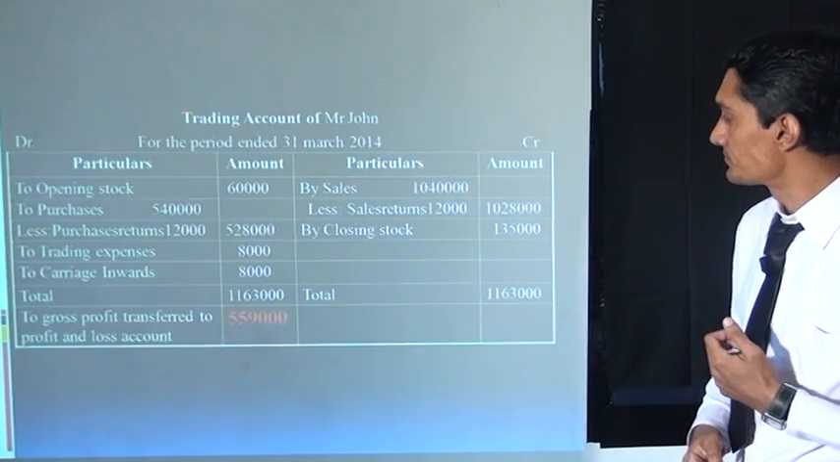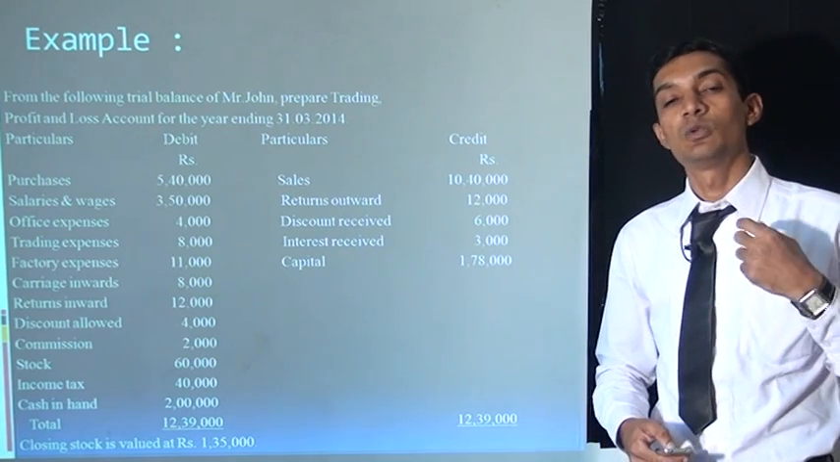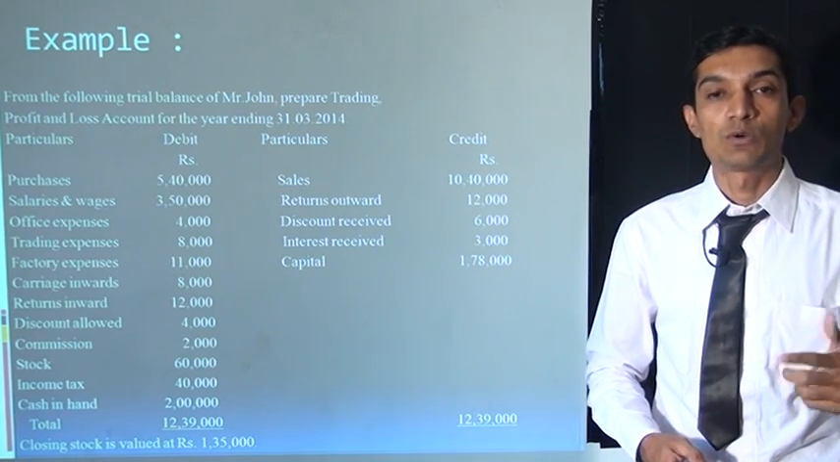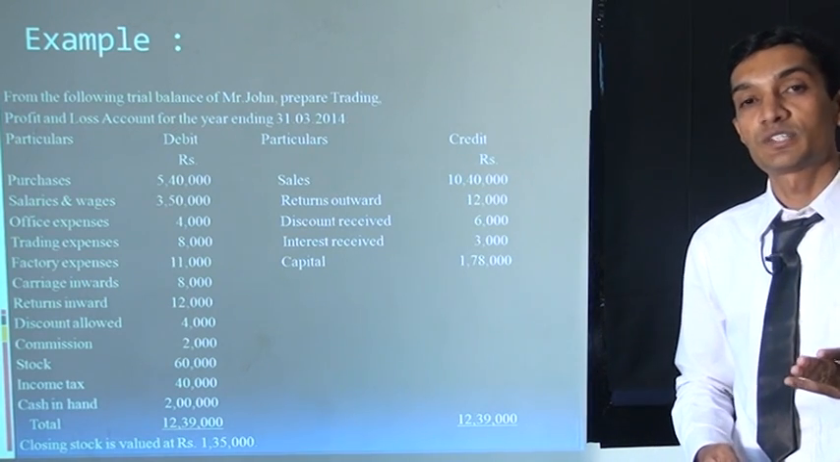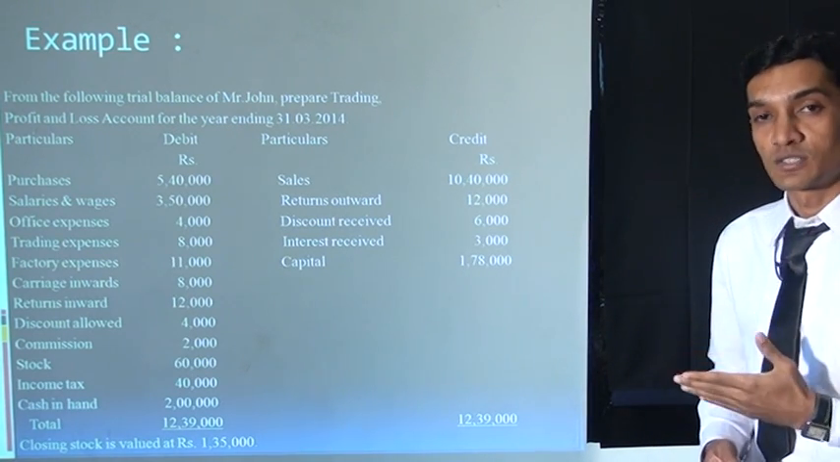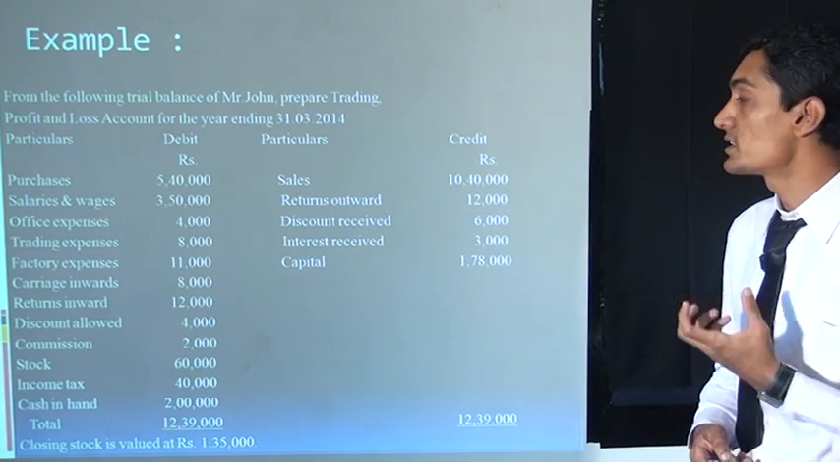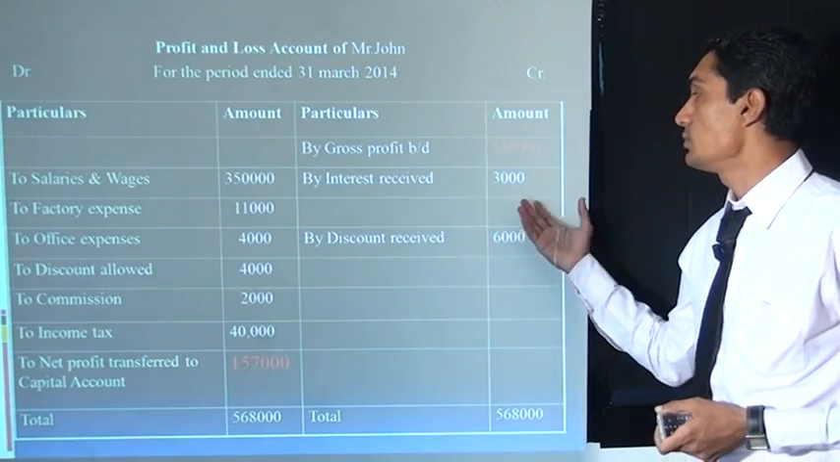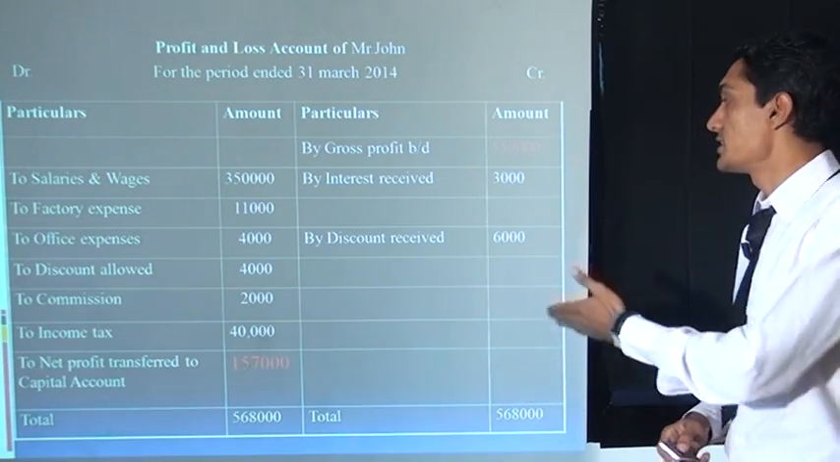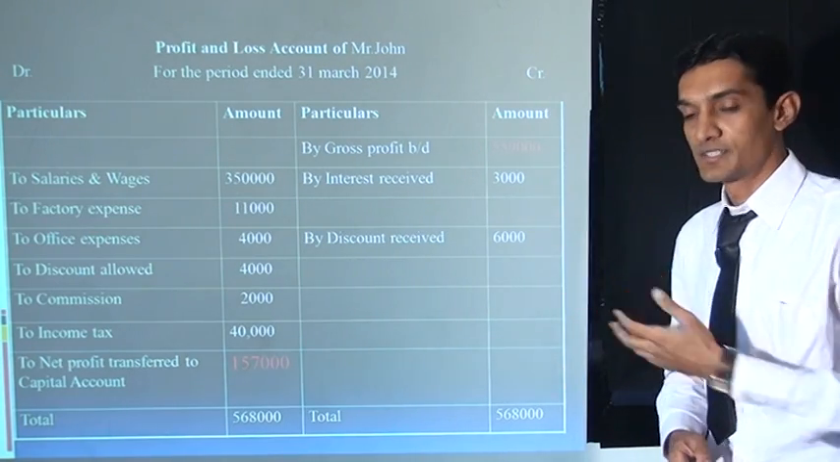Next, interest received. Suppose we have given a loan to someone outside of our business, then they give us interest, so interest is our income, and it comes under the profit and loss account credit side. Interest received 3,000 rupees, on the profit and loss account credit side. What is next?